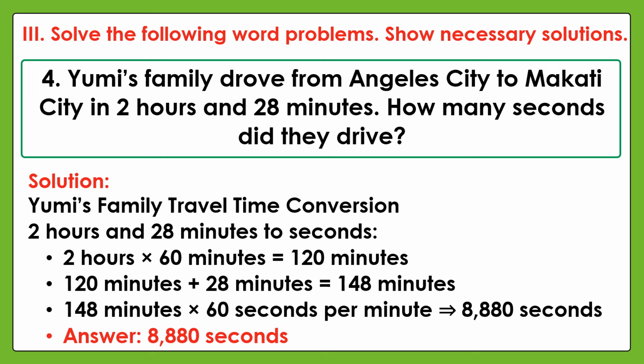2 hours times 60 minutes is equal to 120 minutes. 120 minutes plus 28 minutes is equal to 148 minutes. 148 minutes times 60 seconds per minute is equal to 8,880 seconds. So the answer is 8,880 seconds.